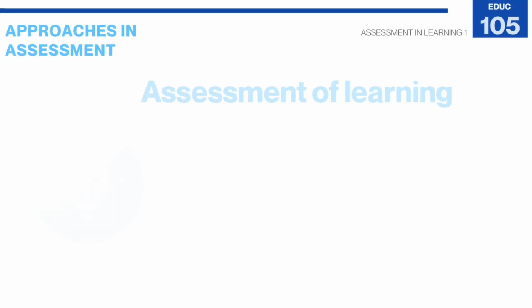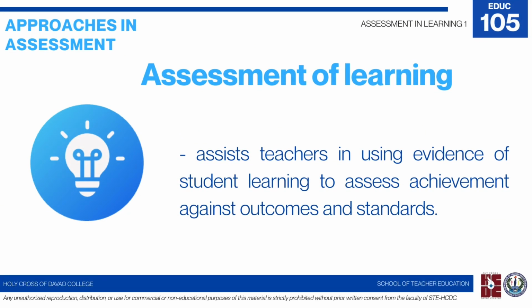For assessment of learning, this is now what happens after the instruction. The purpose is to grade and report, unlike assessment for learning, which is to improve learning. Here, it is either to grade and report the score. We would also like to highlight the words to assess achievement against outcomes and standards.